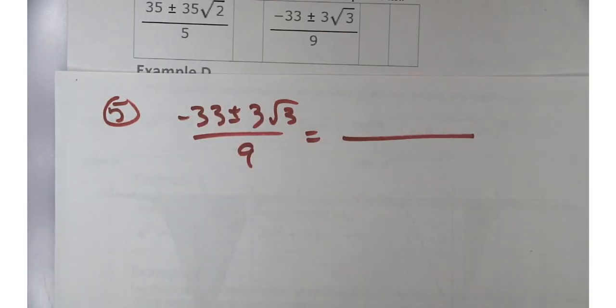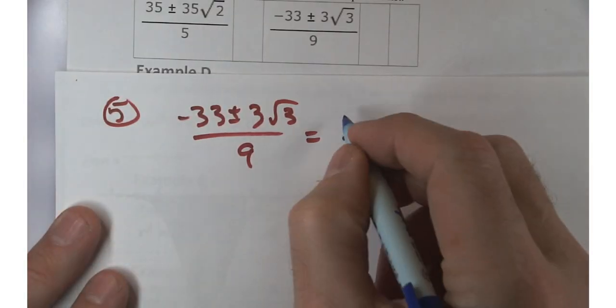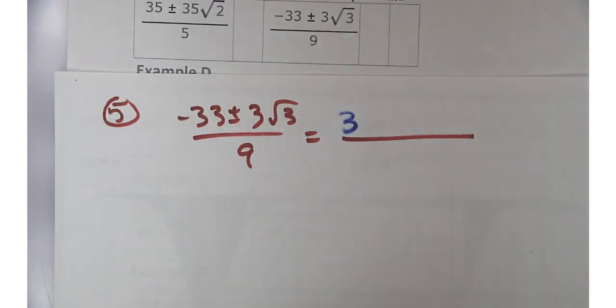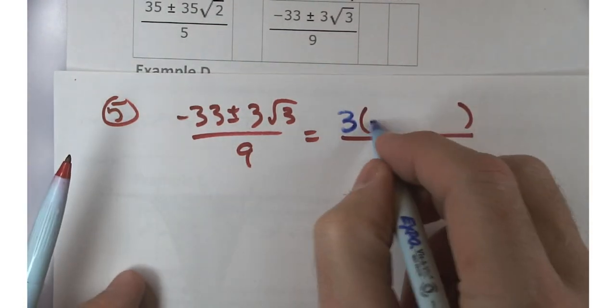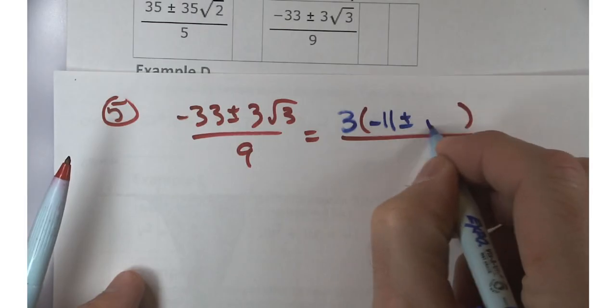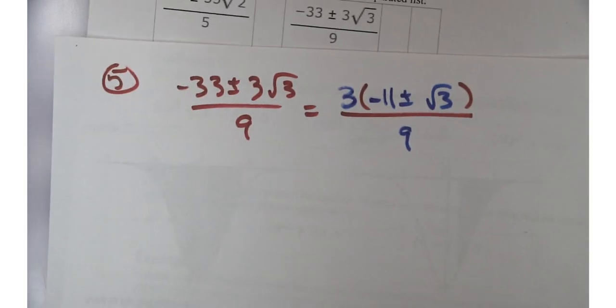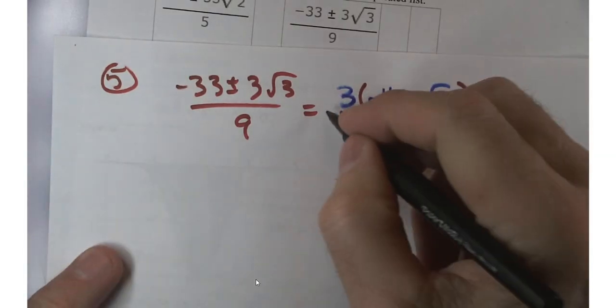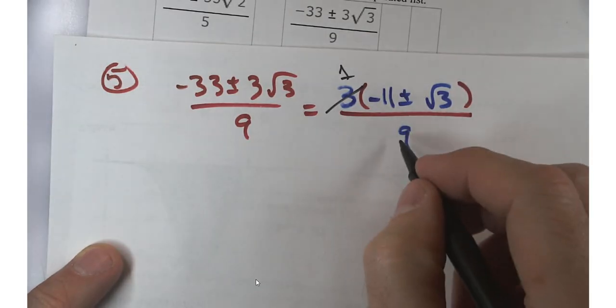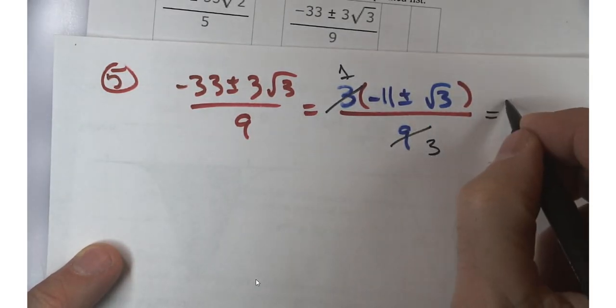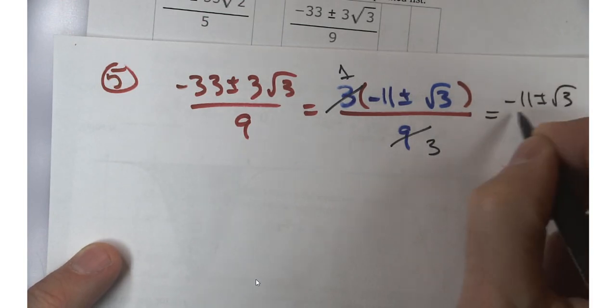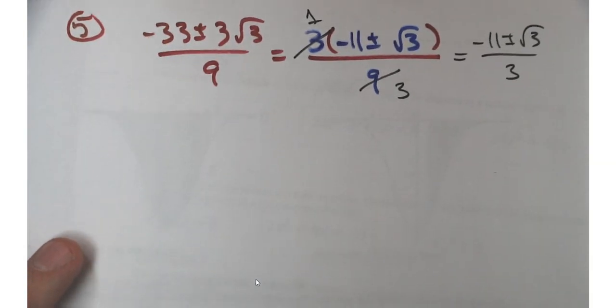A 3. Good. So let's take out that 3. And what's that going to leave behind? Negative 11 plus or minus square root of 3 over 9. And that's looking good. What can I do next? Yeah, 3 cancels into 3 once, and into 9 3 times, so you're left with negative 11 plus or minus square root of 3 over 3. Bingo. Nothing wrong with that at all.